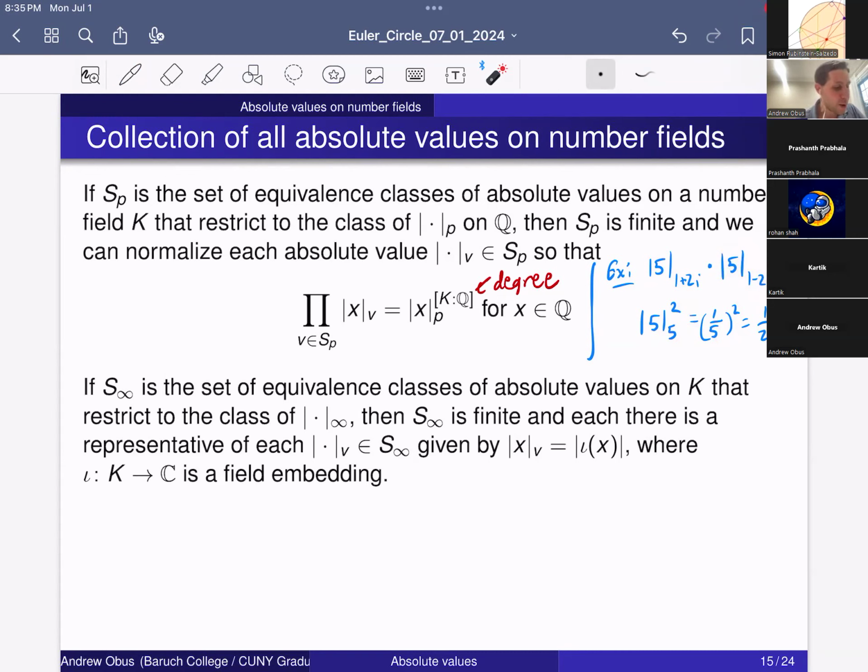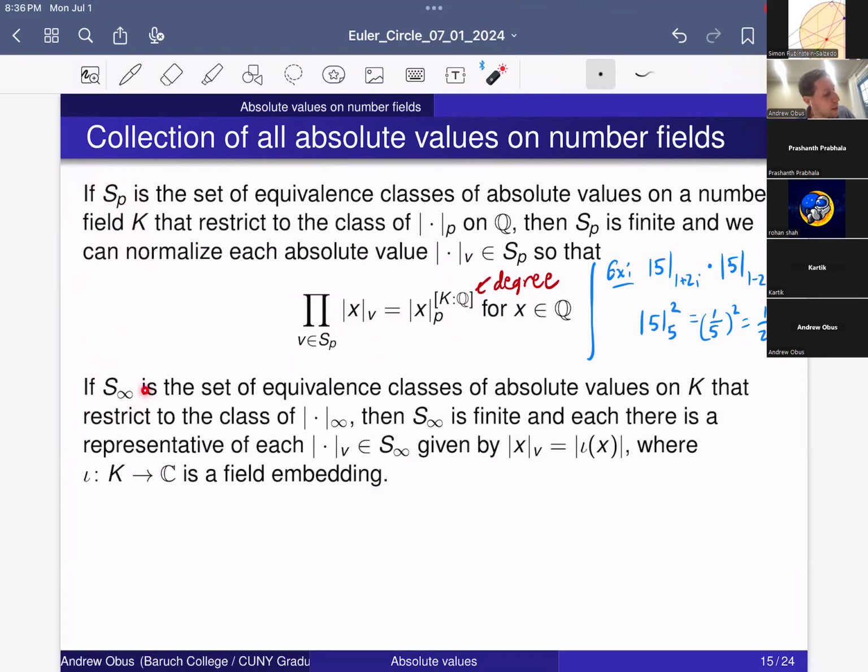And so when you do that, it turns out that the absolute value of 1 plus 2i here is 1/5, and the absolute value of 1 minus 2i here is 1/5. Okay, so there's a way of looking at all of these equivalence classes and picking the right one. And when you do it, it ends up satisfying this equation over here when you actually plug in stuff that's in Q. Okay, so this is what goes on with these non-Archimedean absolute values, the ones that restrict to a p-adic absolute value on Q.